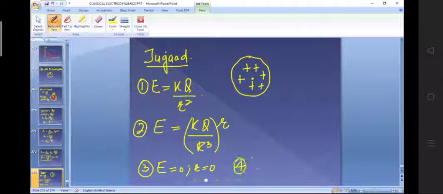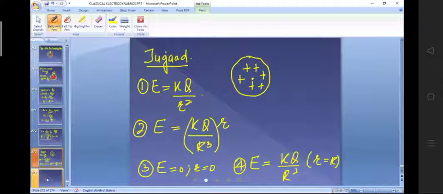Point number 4 is that on the surface, the electrostatic field is maximum. So at the center the electrostatic field is 0, as you move from center to surface it increases and becomes maximum at the surface. Then as you move from the surface outwards, the electrostatic field will decrease as 1 by r square. So on the surface it will simply equal KQ divided by capital R square. You can substitute small r equal to capital R here, and it will become KQ by R square, which is the maximum electrostatic field, when small r is equal to capital R.